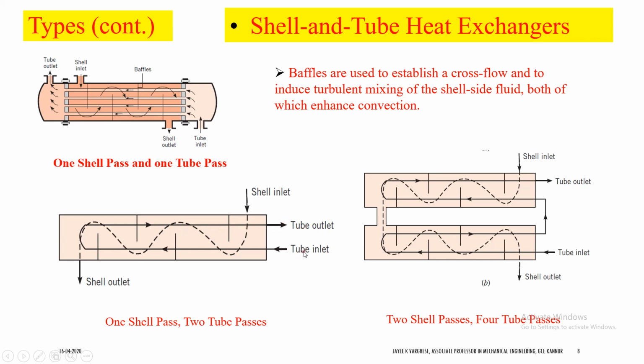So we can see that there are two tube passes, one pass and then two pass. Such a heat exchanger is called a one shell pass, two tube pass heat exchanger. And we can have two shell passes and four tube passes like this. Here the shell itself is longitudinally divided into two halves.